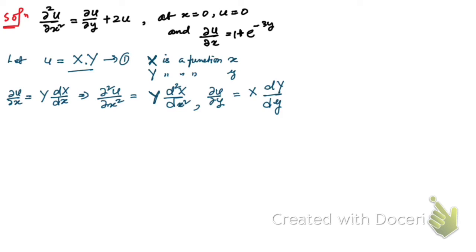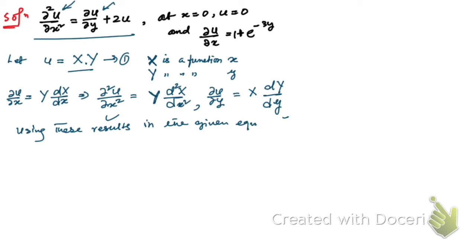Now using these results in the given equation, if you replace this and this by these two results, then what are we going to have? If you replace this part, then you're going to have capital Y, second order derivative of capital X with respect to small x, and if you replace this down by this result, then capital X dY by d small y, plus 2u is replaced by 2 capital X capital Y, is equal to 0.